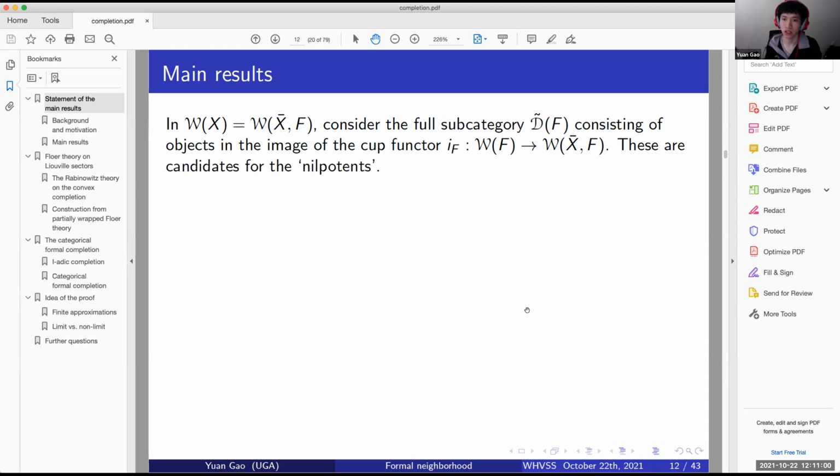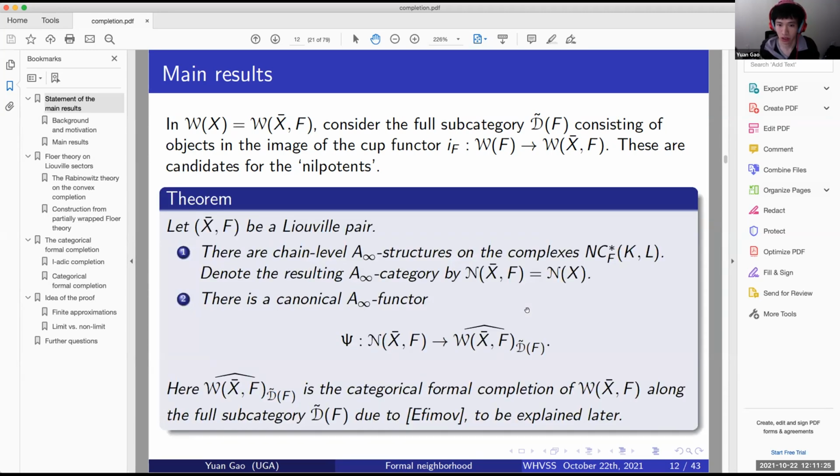So the statement of the first result is the following. The first observation is that the nilpotents that I mentioned in a very vague way before have natural candidates, which are just objects in the category D tilde F. They are objects in the image of the cup functor from the Fukaya category F to the partially wrapped Fukaya category. And the first result is that it is possible to construct a chain level A-infinity structure on those complexes NC, and we call the resulting A-infinity category N. The second statement is that there is a canonical A-infinity functor from that category to what's called the categorical formal completion of the partially wrapped category X bar stopped at F along the full subcategory D. And I'll explain this notion in the third part of my talk.